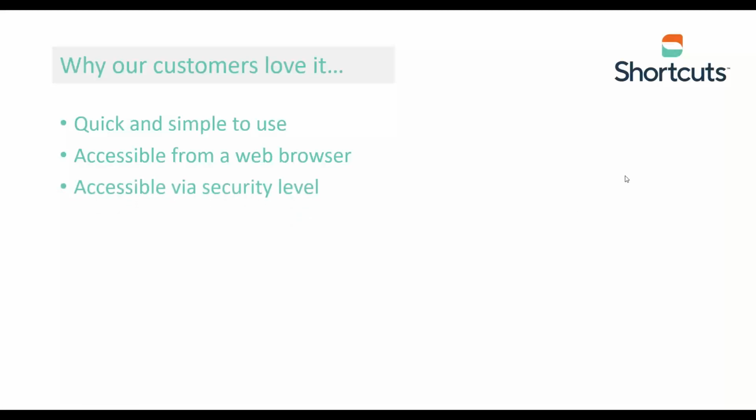So why do our customers love it? It's quick and it's simple to use. It's accessible from a web browser. So for those of you that have used the Cloud Appointment Book, that's mainly what it's going to be used through. It's accessible via a security level. So if you're worried about your staff having access to the Cloud Appointment Book and you're thinking, well, I don't want them to be able to access it, that's all configurable as well. Wording and images are customizable. So there's a few things we can't change, but there's a fair amount we can change. And we're going to touch on all of that today as well for this morning.